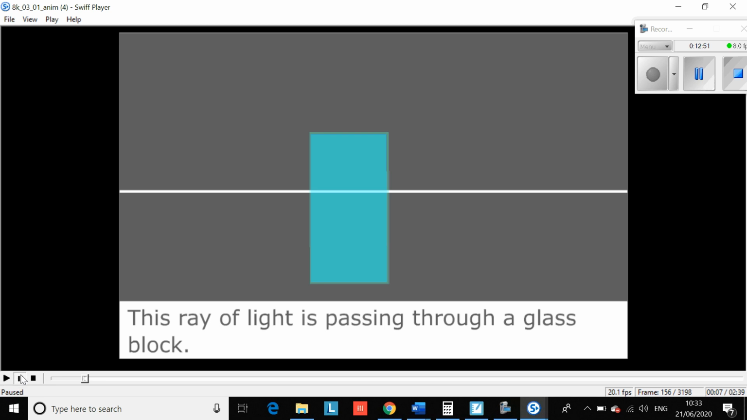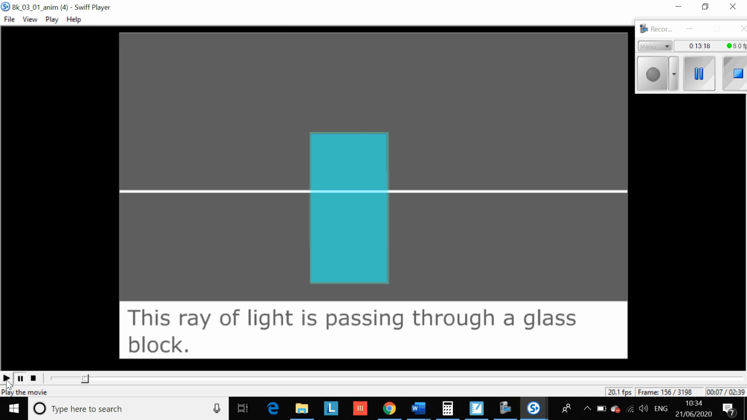Now, the reason for this is because glass is denser. So think about this logically. Can light pass through air? Yes, of course it can. Can light pass through glass? Well, yes. But are glass and air the same thing? No. Glass is much heavier, much denser than air, and so therefore light finds it a little bit more difficult to get through glass than it does through air, and so it gets slowed down.